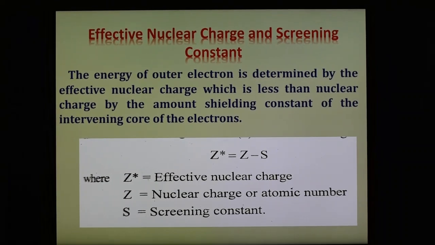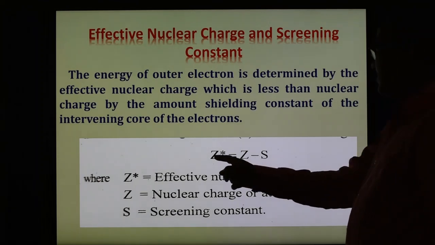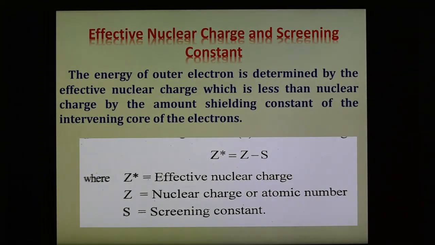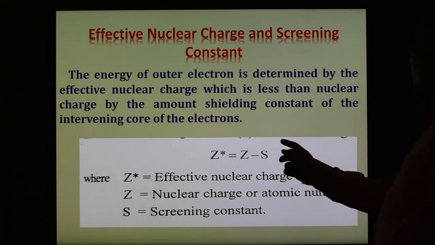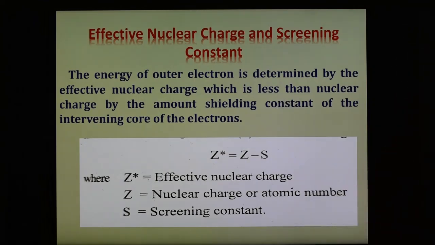Now it is observed that the energy of the outer electron is determined by the effective nuclear charge Z star, which is less than the atomic number or nuclear charge Z by the amount of the shielding constant S. The effective nuclear charge can be calculated by using the formula given in the slide: Z star equals Z minus S, where Z star is the effective nuclear charge, Z is the nuclear charge, also known as the atomic number, and S is the screening constant. So first we have to find out the screening constant. We know the atomic number, and then Z star, the effective nuclear charge, can be calculated for the element.